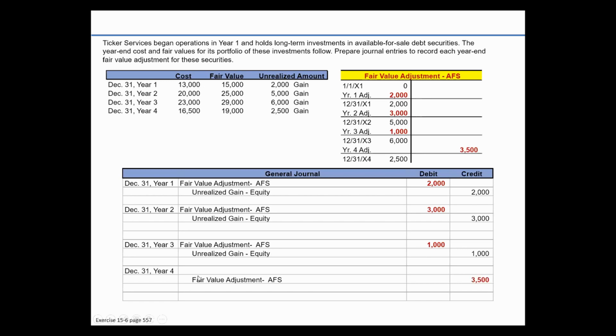So this time we're going to have a debit to the unrealized gain equity of 3,500, and then we're going to have a credit to fair value adjustment AFS for 3,500.